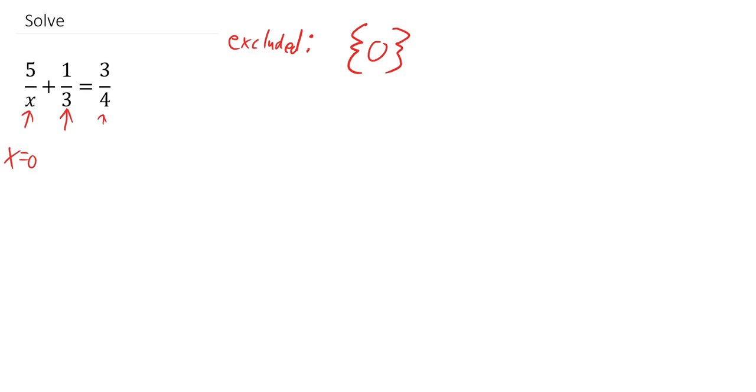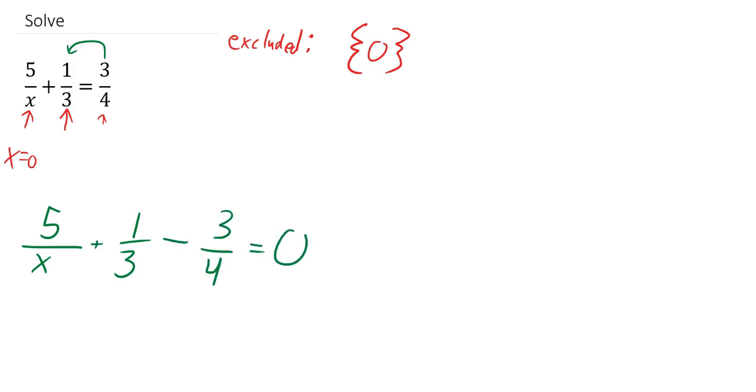The second thing I do is I put everything on one side of the equal sign. In other words, I need to get either everything on the right side or everything on the left side. In this case, I'm going to get this 3/4 over to the left side. I'm going to do it by subtracting 3/4 from both sides. I turn this problem into 5 over x plus 1 over 3, and then the 3/4 I subtract over to the left side. I have this.